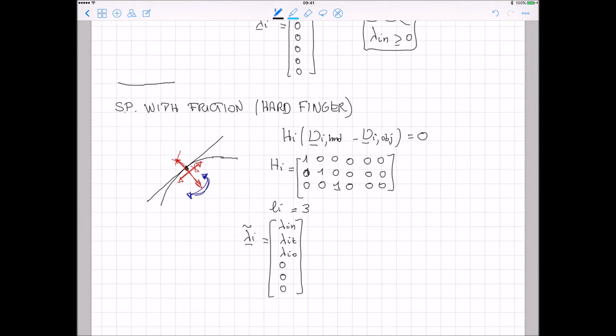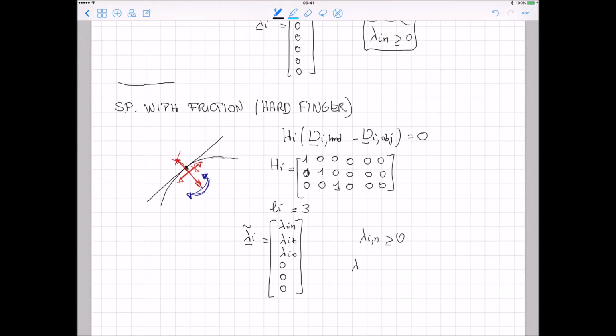Of course, these three components are not free because they are limited by the friction of the surface. The simplest model that we can consider is the Coulomb friction model, which limits the ratio between the tangential component and the normal one. So we also have in this case the constraint that the normal component has to be greater than 0.